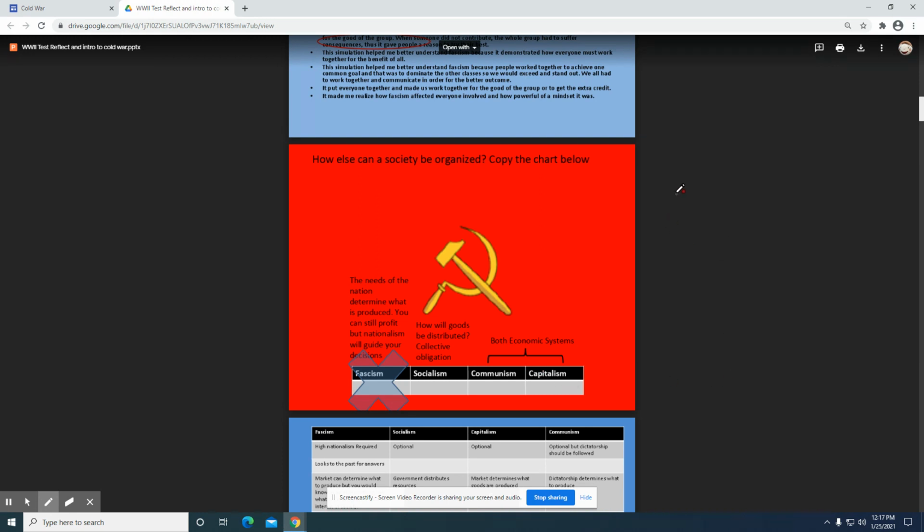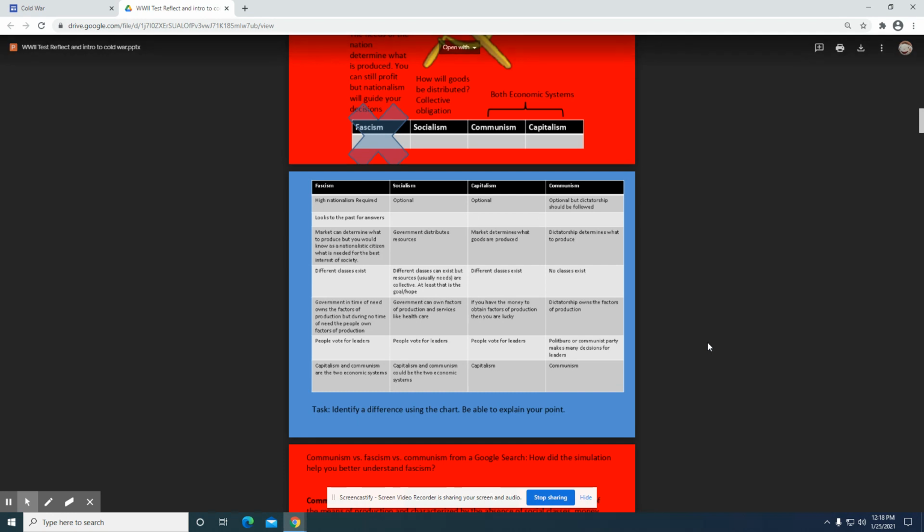So the Cold War, for the most part, is a fight between the capitalists fighting it out with the communists. So we also see socialism here. And we'll be moving on to this next particular chart that I created to try to give you an understanding of the difference between these isms here.